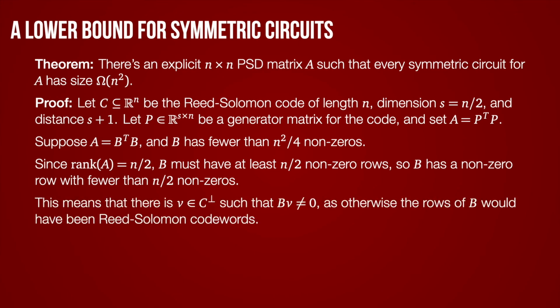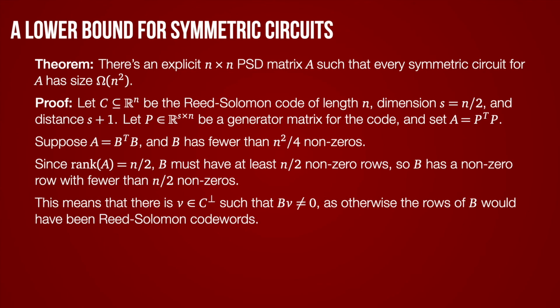And what this means is that there is a vector V in the dual of C, which is the set of vectors that are orthogonal to C, such that B times V is a non-zero vector. This is because there is this row that is non-zero but also has small Hamming weight, so this row cannot be orthogonal to all of C dual, otherwise it would have been in C. But it cannot be in C, its Hamming weight is just too low.